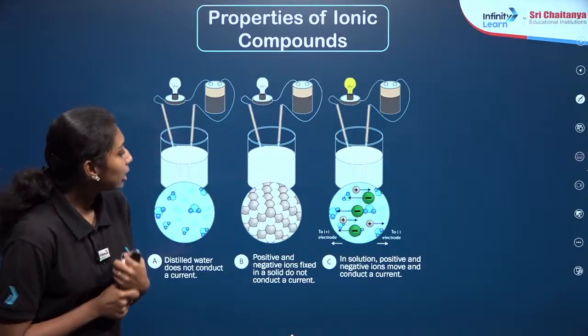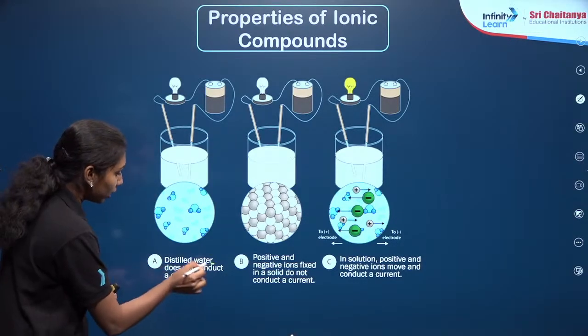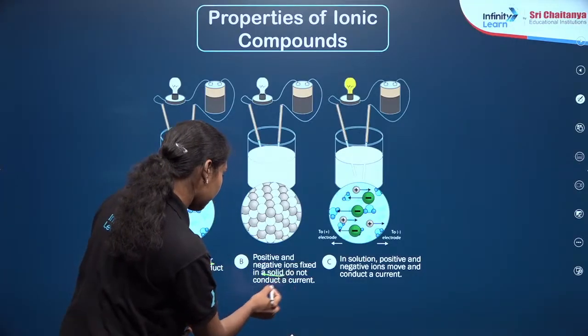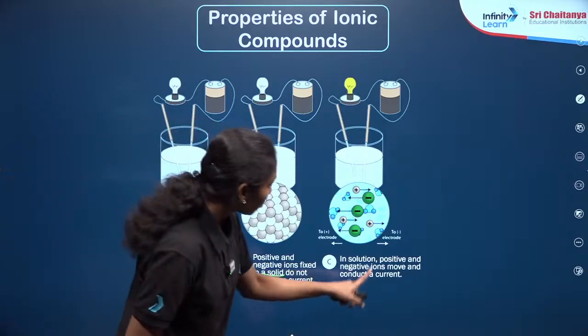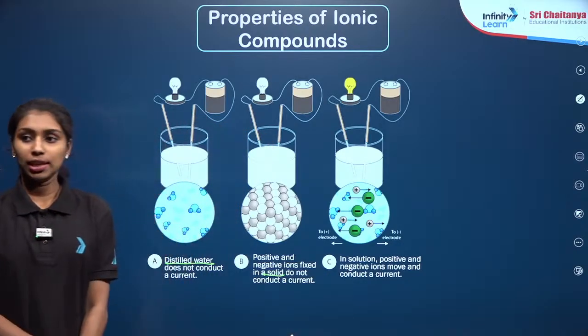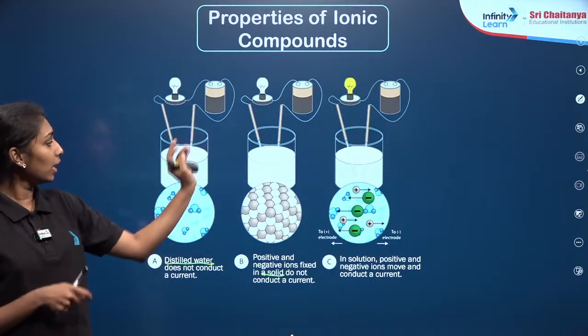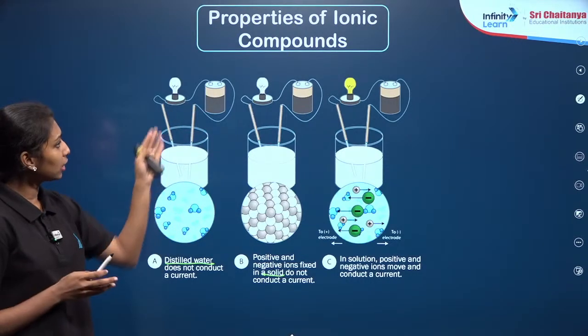Now, there is a pictorial representation if you are taking 3 different samples. First one is distilled water, and the second one is solid NaCl, a solid compound, and the third one is the solution. What are you observing here? If I am taking a cell here, a bulb is connected here. What are you observing here? I hope you understand the difference here.